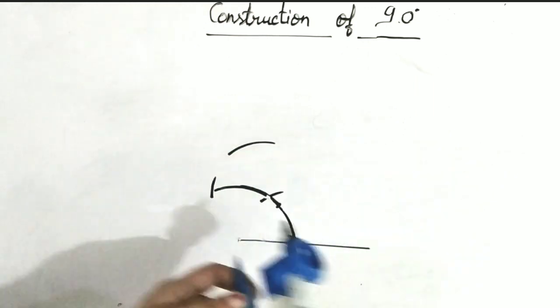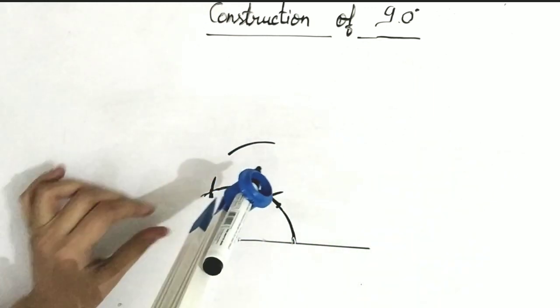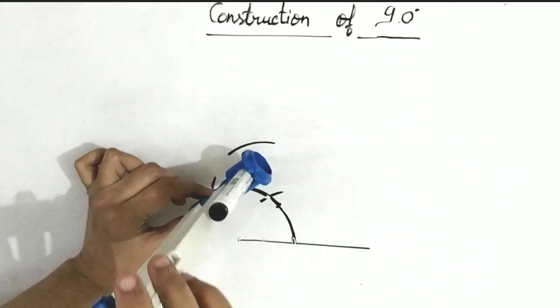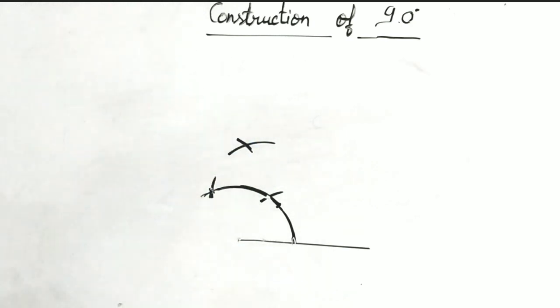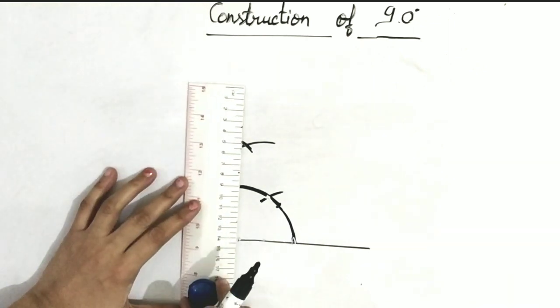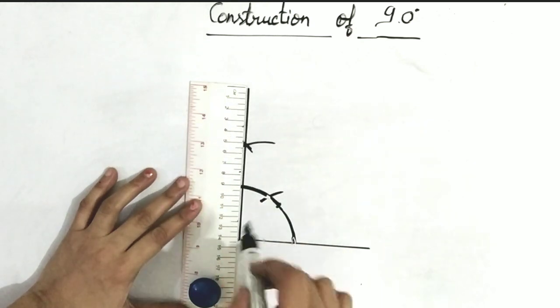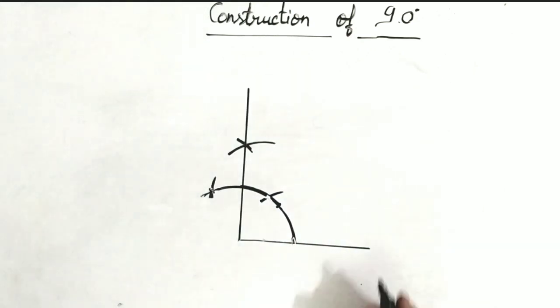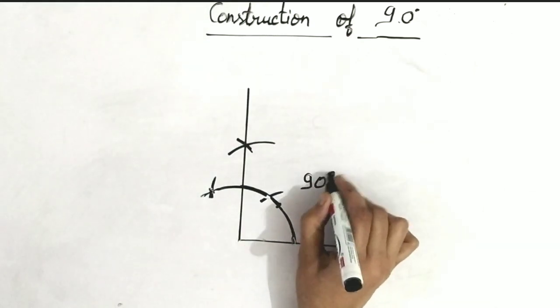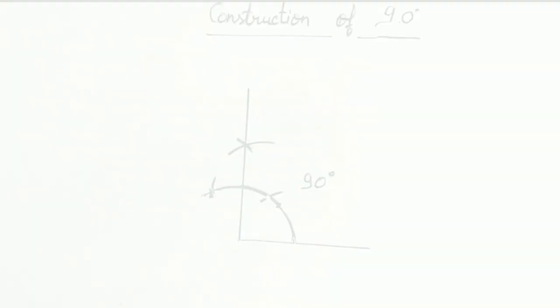On the upper side make 2 arcs with these given intersection points like this. Now we have another intersection point on the top of the arc. So now we will join this intersection point with the initial point of the baseline with the help of a ruler. Now this is the required 90-degree angle.